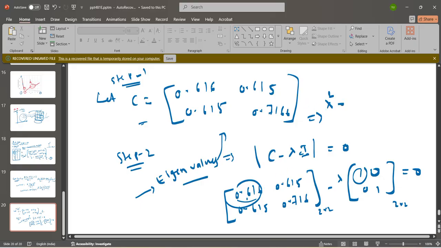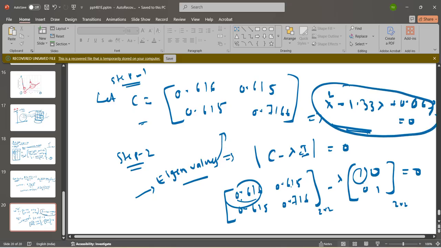If you do the multiplication, you will get this value minus lambda of this, plus again this value minus lambda of 0, equal to 0. And the second equation is this particular value, and again this and this. You will do it, then you will get this: lambda square minus 1.33 lambda plus 0.063. I already calculated it with the basic values, which is why I am getting these values. For this class, I already calculated it with a calculator and mathematics.